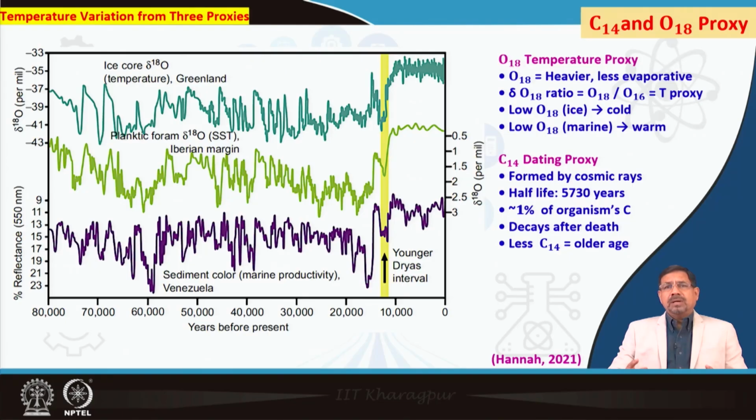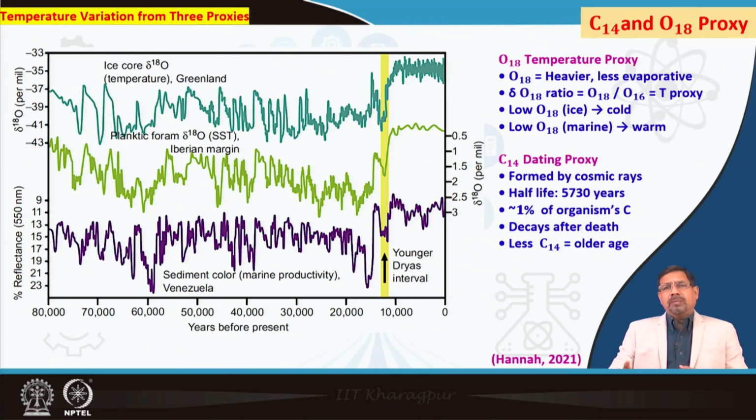Similarly, with respect to the C14 dating proxy, found by the cosmic rays, there we talk about the half life period. The half life period is 5730 years, and less than 1% of the organism's carbon has this C14 element, because the regular one is C12. This C14 you can measure because it decays very slowly even after death, because the C12 accumulation stops when an organism, including a plant, dies. So, less C14 means older age and vice versa.